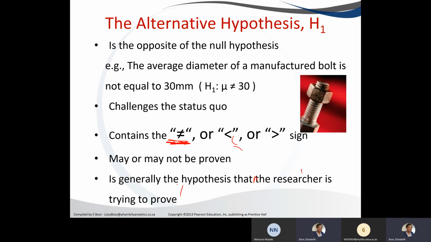Most of the time, we usually put here the claim that the researcher wants to prove, even though we know that what the researcher wants to prove needs to go into the alternative, but sometimes the researcher might say it is less than or it is greater than. And with that claim, we can only put it on the alternative hypothesis.